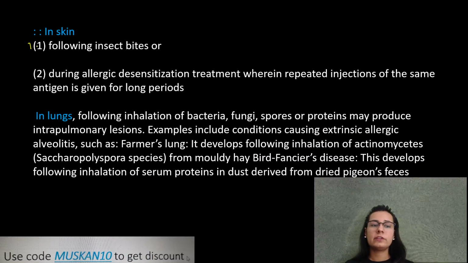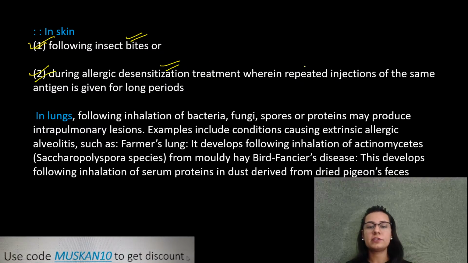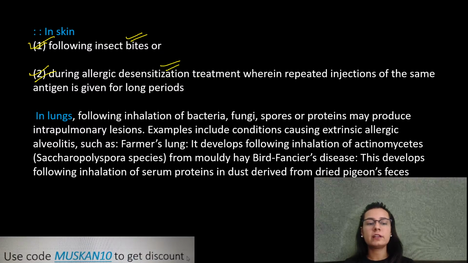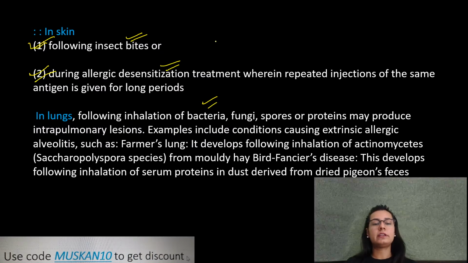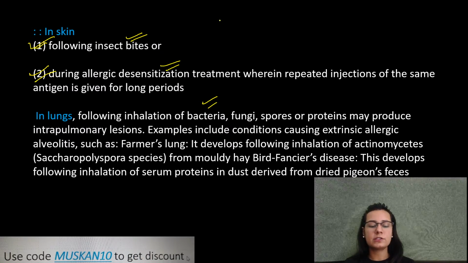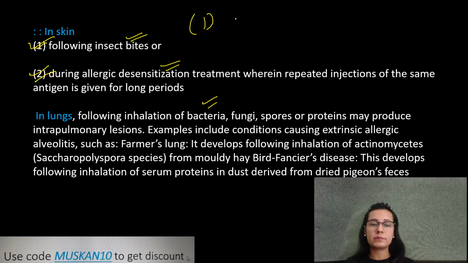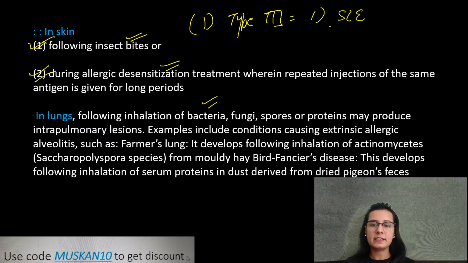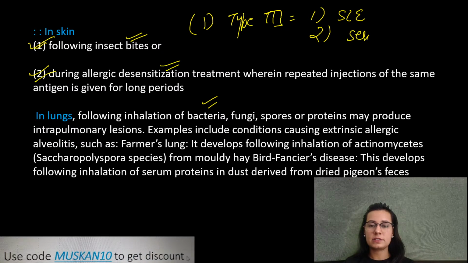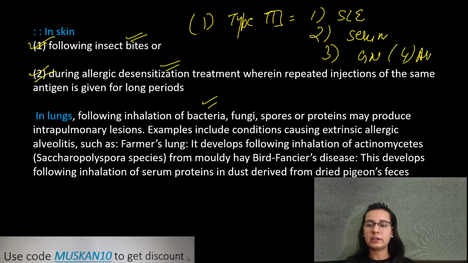It is seen in the skin following insect bites and during allergic desensitization treatment, and also in the lungs following inhalation of bacteria, fungi and spores. This includes farmer's lung. Okay, these are examples of the Arthus reaction, but the classical examples of type 3 we have already read about: SLE, serum sickness, glomerulonephritis and arthritis.